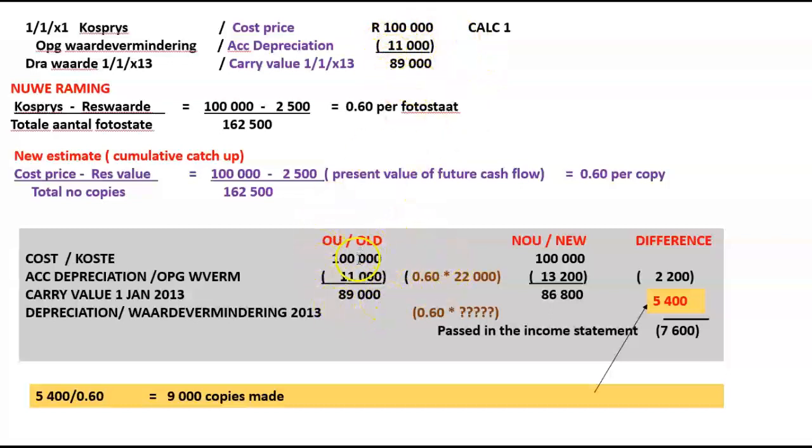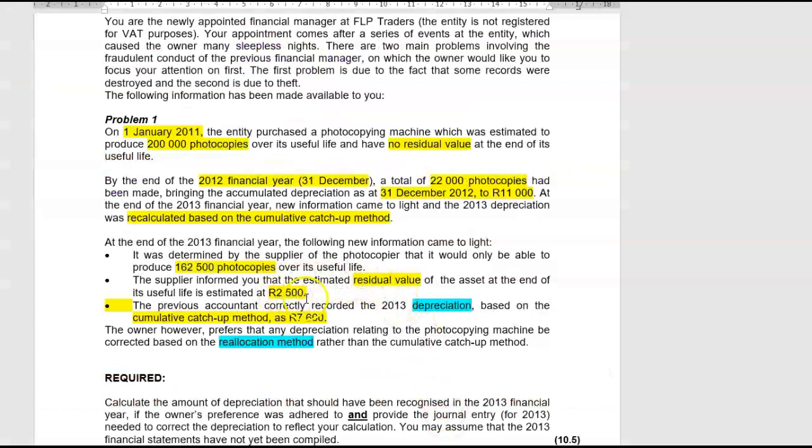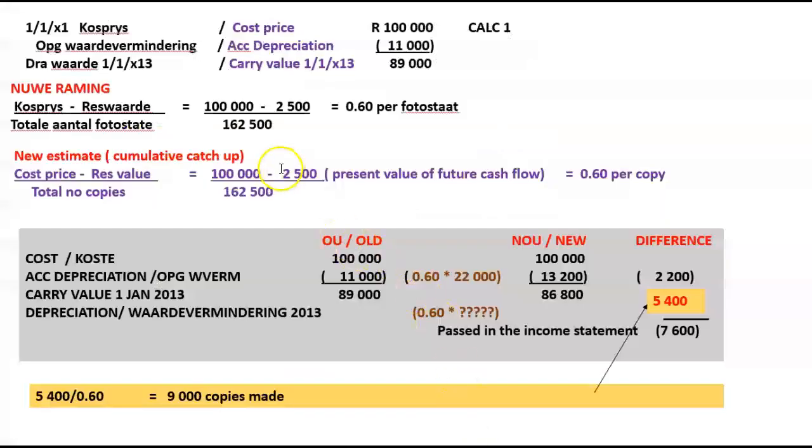If we're going to redo the calculation since the acquisition date of the asset, we're again going to start with 100,000. Then we're going to deduct the new estimated residual value of 2,500, and we're going to divide it by the new capacity of 162,500. And that will give us then 60 cents a copy.